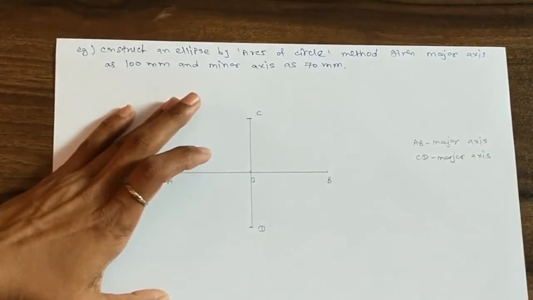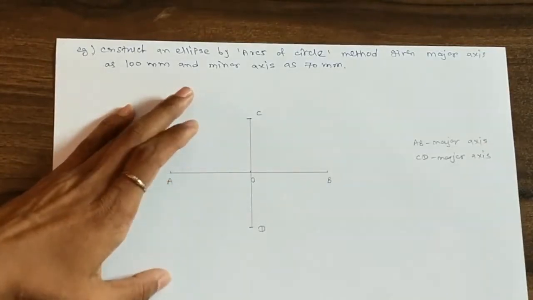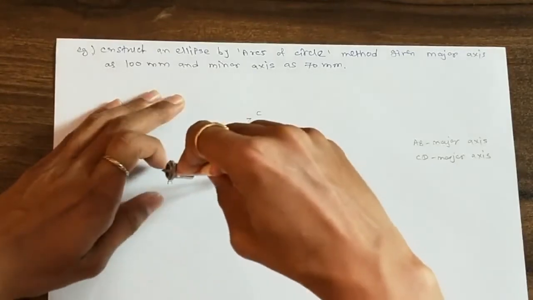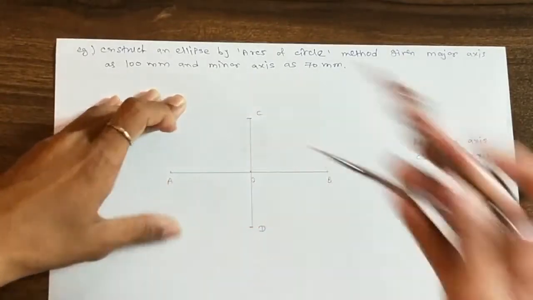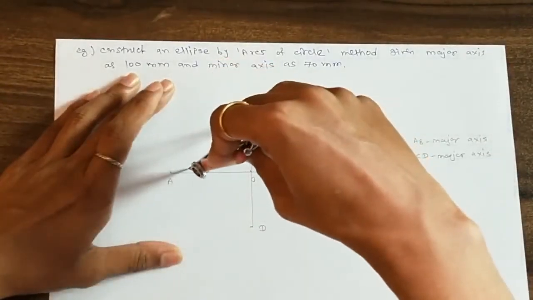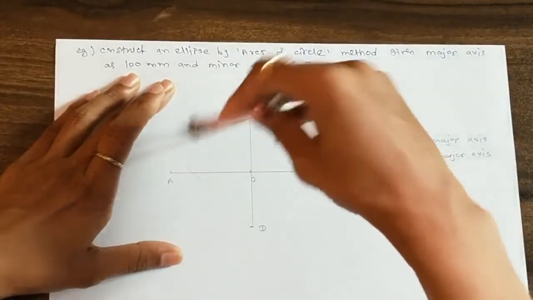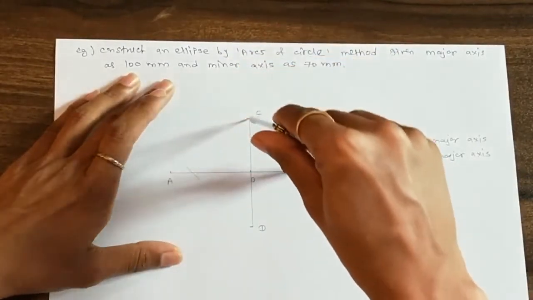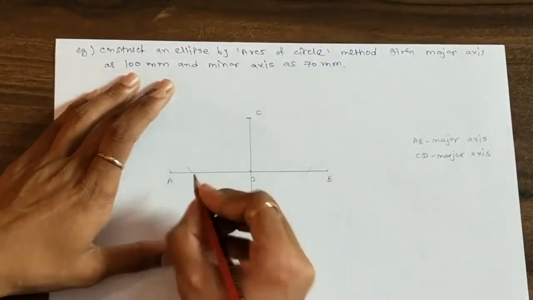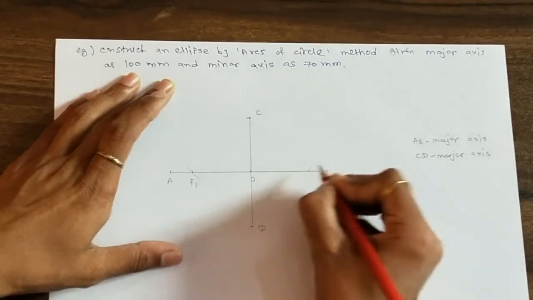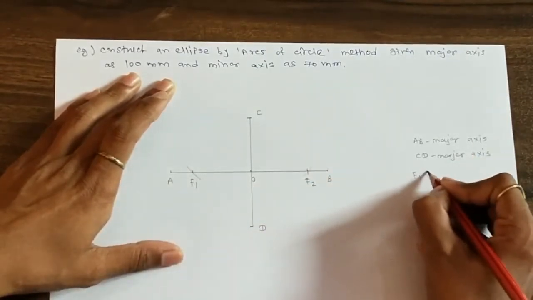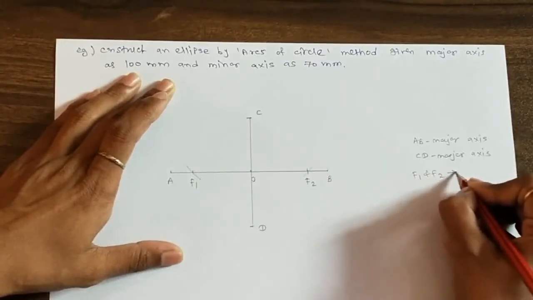Then take distance OA as radius and C as center and draw an arc on the major axis. Now we get 2 points. This is point F1 and this is F2. So F1 and F2 are the foci of the ellipse.